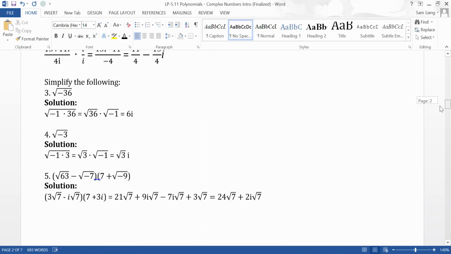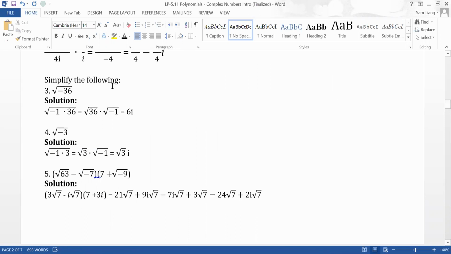Alright, here are the next few questions. You're going to see a bunch of these types of questions on the homework, so just FYI. Question 3 is root negative 36, so we can rewrite that as root of negative 1 times 36. Then we have root 36 times square root of negative 1. As we know, square root of negative 1 is i, and root 36 is equal to 6. So this would be 6i.